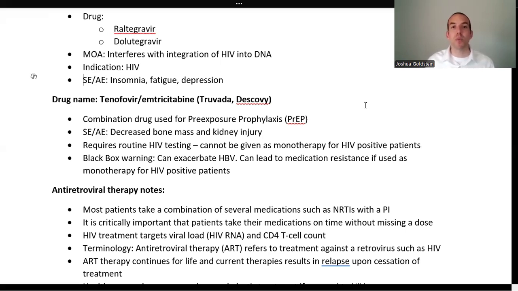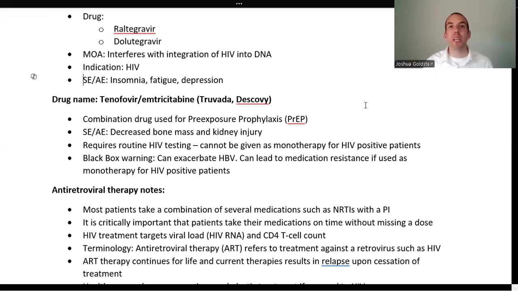These drugs do have a black box warning that they can make HBV, hepatitis B, worse. And again, like I mentioned, it can lead to that medication resistance. Here are a few good notes for HIV treatment and some of the more tested on aspects in pharmacology. Most patients are going to be taking multiple of these medications, such as NRTIs with a PI, and there's tons of different combos. I'm not even going to get into that.